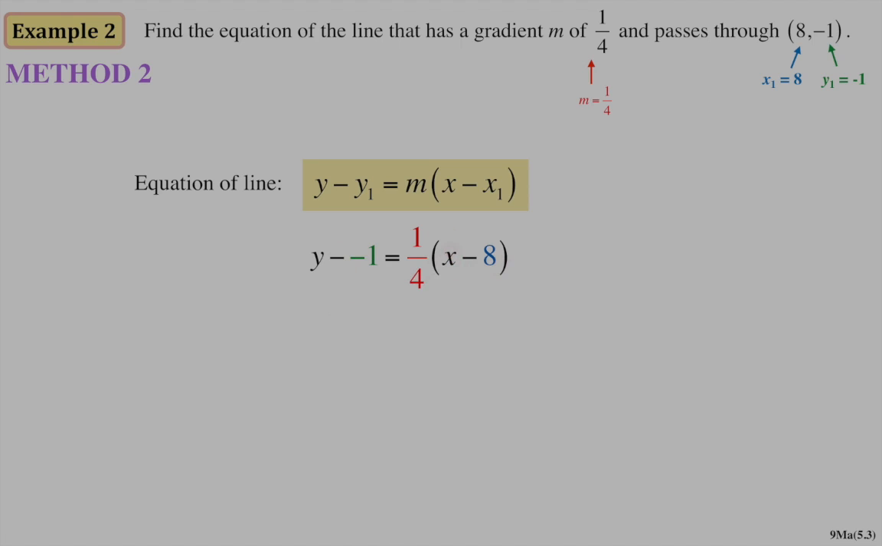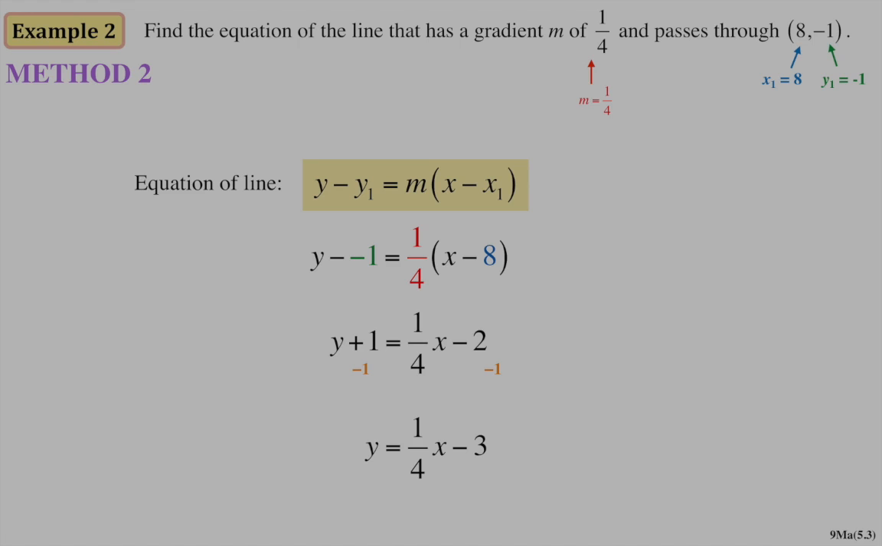And when I times my bracket out, a quarter times x is a quarter x. And a quarter times -8, if you do that on your calculator, a quarter of 8 is 2, so a quarter times -8 is -2. I'd like to get y by itself, so let's take 1 from both sides. -2 take away 1 gives -3, so it's y equals a quarter x, take 3.